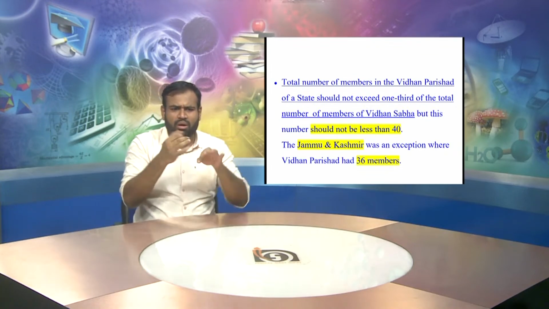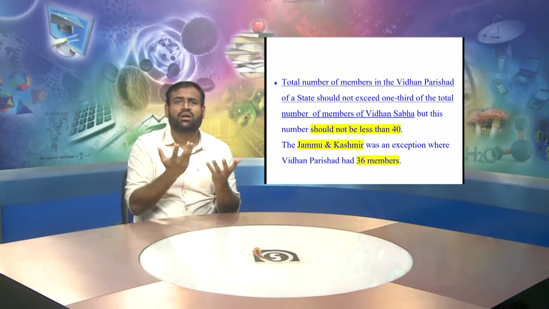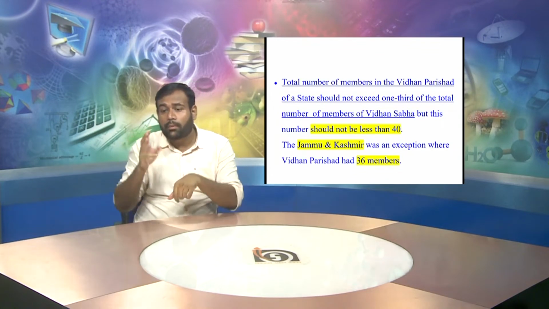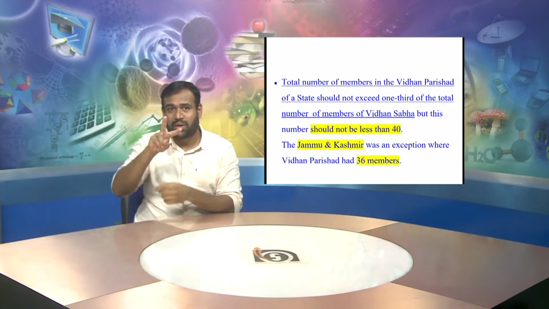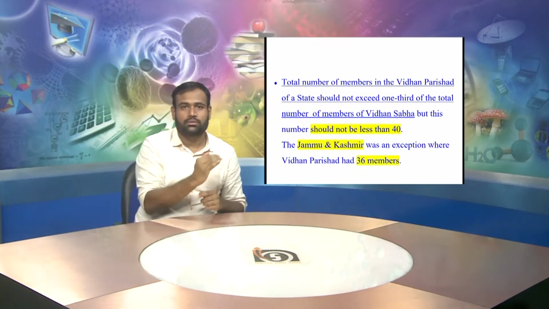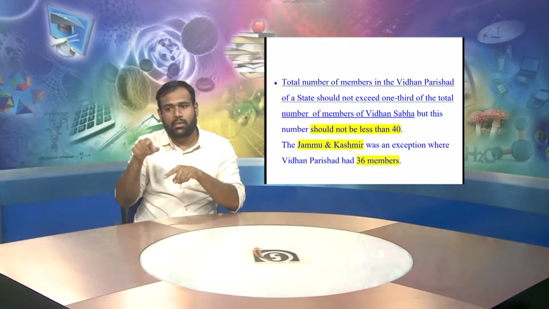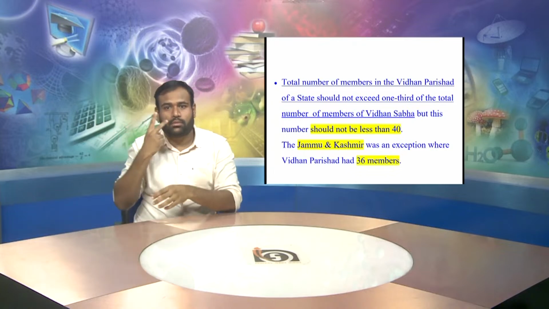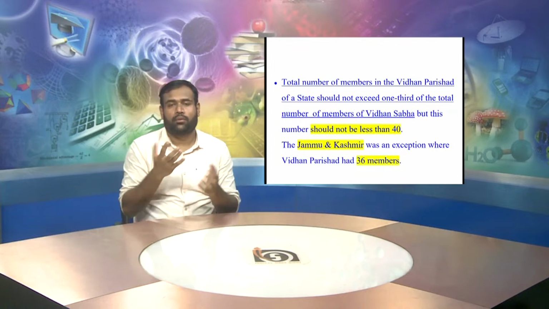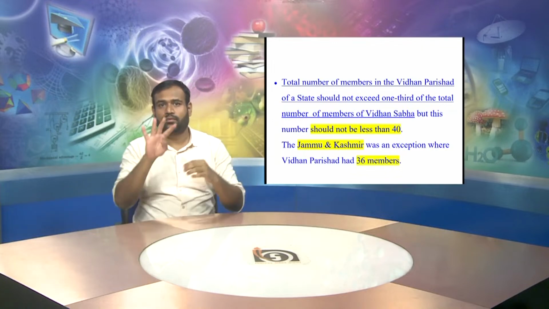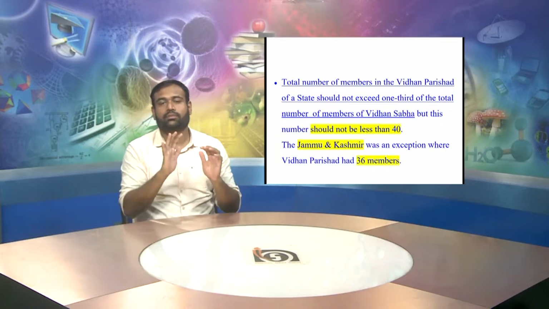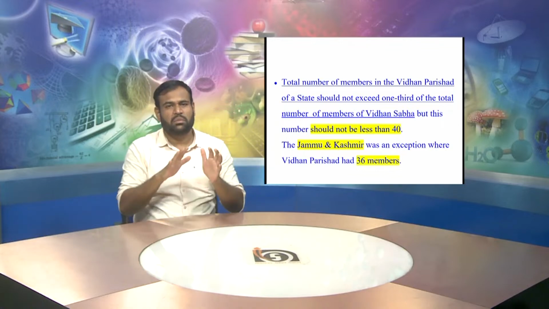The total number of members in the Vidhan Parishad of a state should not exceed 1/3 of the total number of members of Vidhan Sabha. But this number also should not be less than 40. Jammu and Kashmir was an exceptional state where the Vidhan Parishad had 36 members.